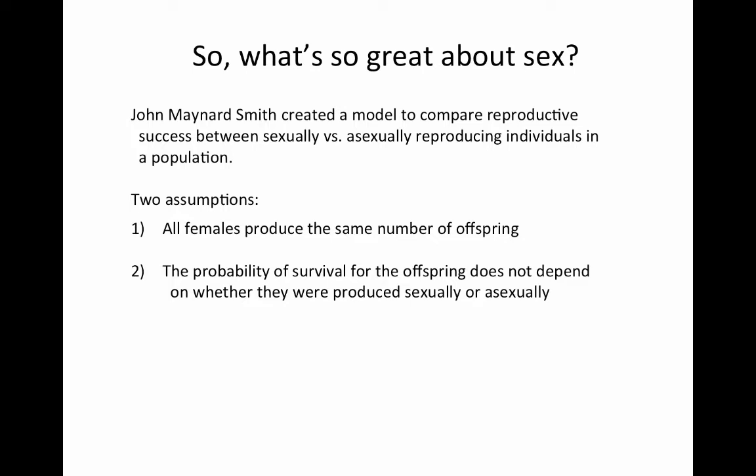The first is that all females, regardless of whether they reproduce sexually or asexually, are going to produce the same number of offspring. The second assumption in this model is that the probability of survival for the offspring does not depend on whether they were produced sexually or asexually. These two assumptions were made not so much because Maynard Smith thought that they were true, but because we'll see that if both of these assumptions hold, you get a particular result.